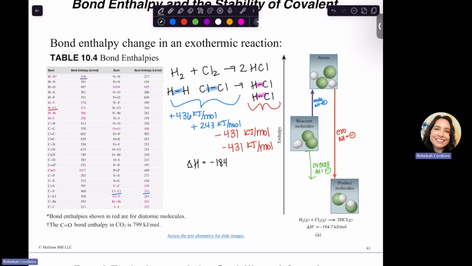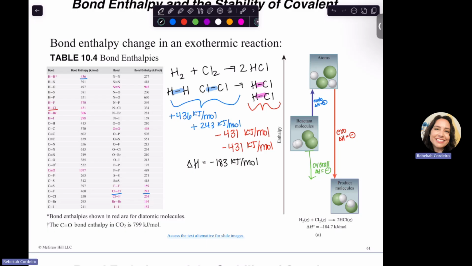So let me just go ahead and tell you exactly what you'll get when you put this in the calculator. Again, I don't even write the numbers down like this. I just look at the numbers on the chart and I go, okay, HH is going to cost me 436. Cl is going to cost me 243. HCl I get back, so subtract 431. Another HCl I get back, so I subtract 431. It's like budgeting. 183 is what this gives us.